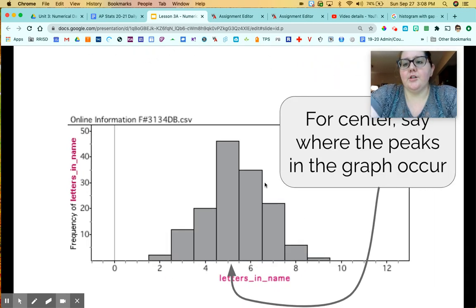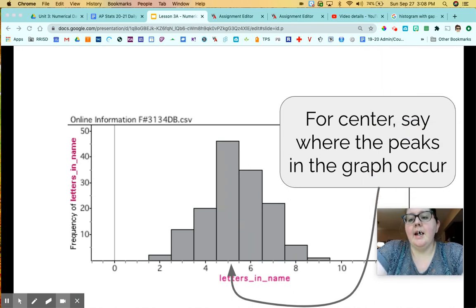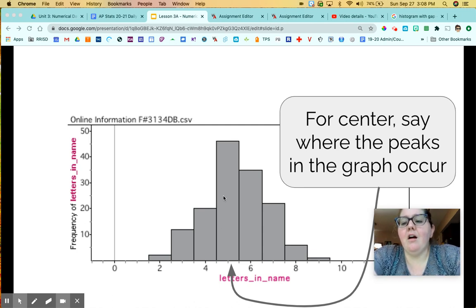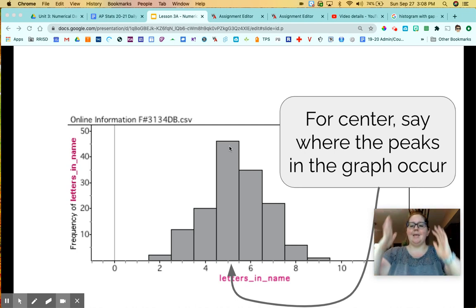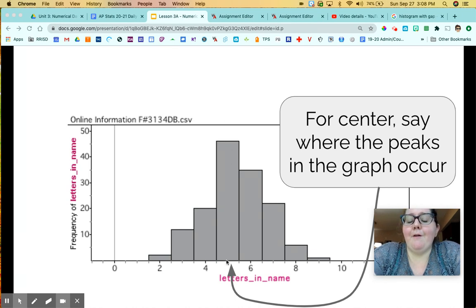So starting with center, generally when we talk about center, at least for a histogram, we're typically going to talk about where the peaks in the graph are, where the modes are. If you remember back in middle school, mode is like the number or data that appears the most often. For our sake, we're going to think of a mode or a peak as where do we see a really, really tall bar that has shorter bars all around it. So kind of like a mountaintop peak. In this case, I see a peak in the graph at about 5 letters. So our center, our peak or mode, is happening at about 5 letters.